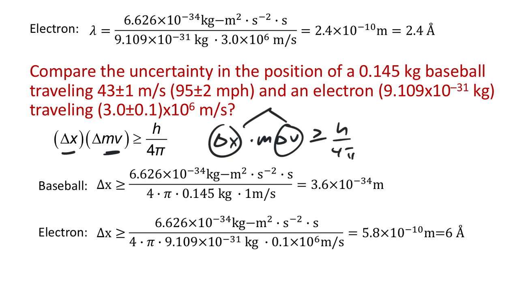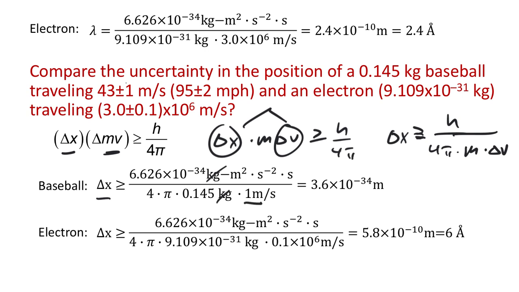And so the minimum uncertainty in position for the baseball, plugging in h, we're just rearranging here. That uncertainty in x has to be greater than or equal to h over 4 pi times the mass of the particle times the uncertainty in the velocity of the particle. So we have h over 4 pi m times delta v. And then we plug in the mass of the baseball, and then we plug in the uncertainty.